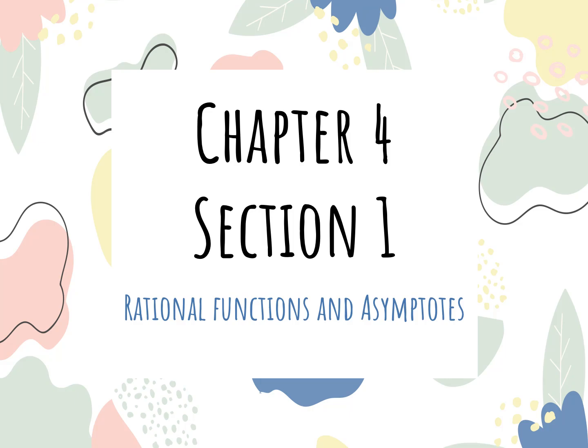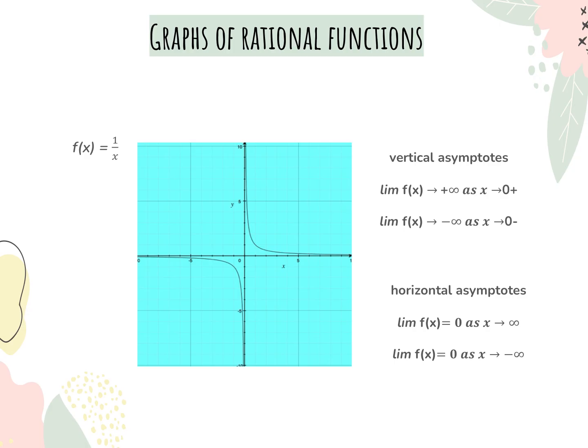All right, we're going to begin chapter 4, section 1, where we introduce rational functions and asymptotes. This is what the graph of a rational function looks like. Now, we've talked about rational functions before. A rational function is just another word for a fractional function.